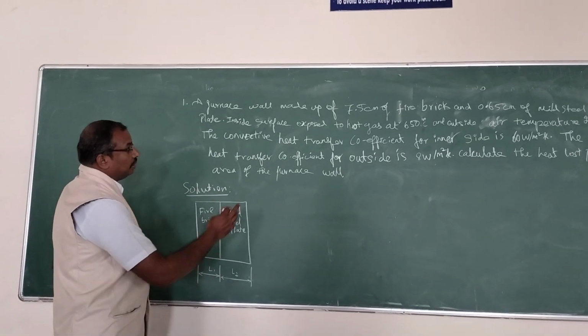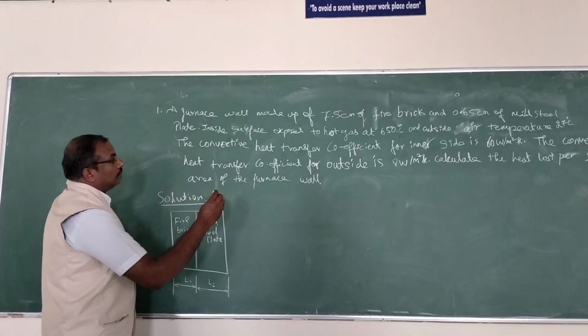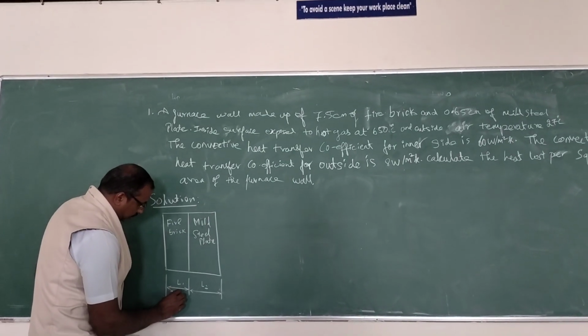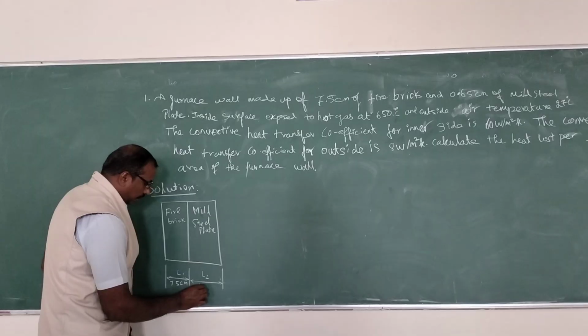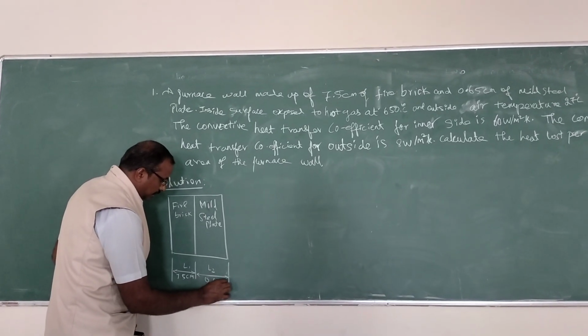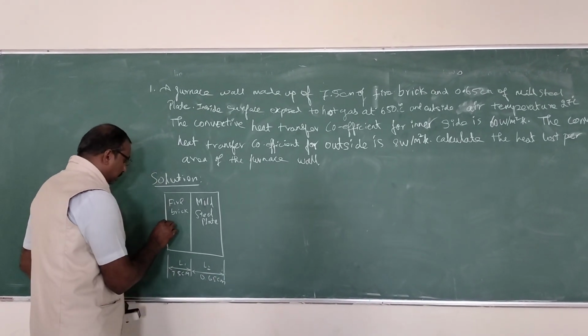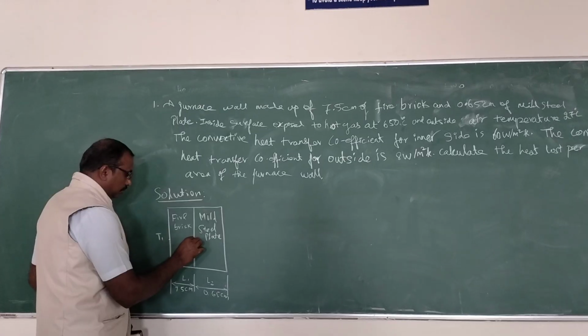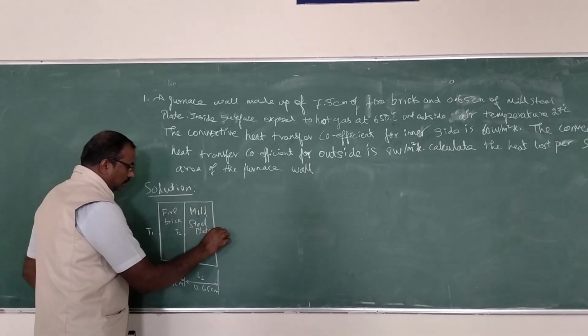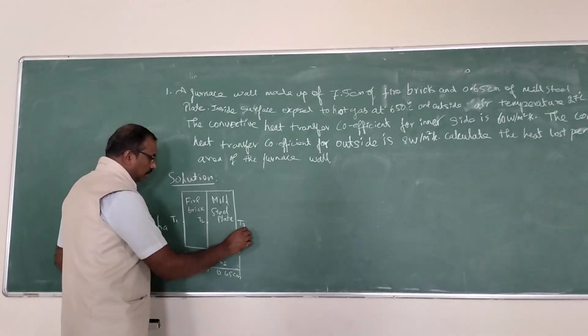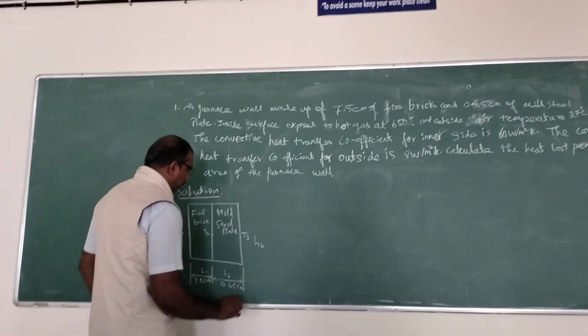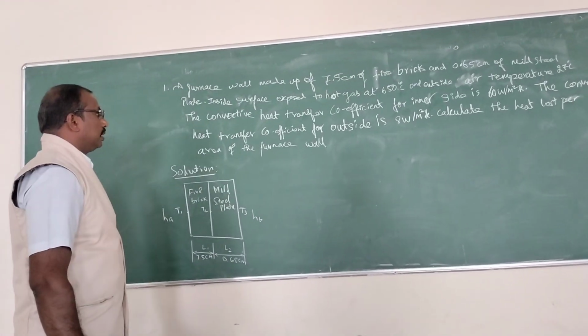So L1 distance is 7.5 centimeter. L2 means 0.65 centimeter. The temperatures are T1, T2 and T3. These are both HA and HB. These are the given data.